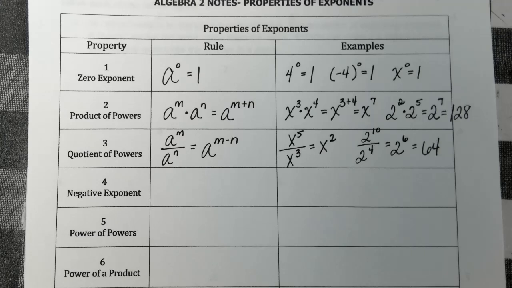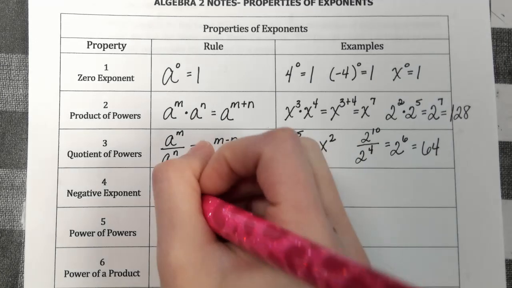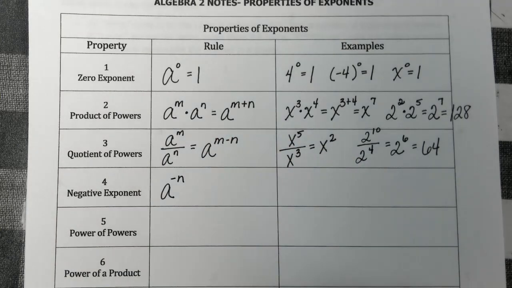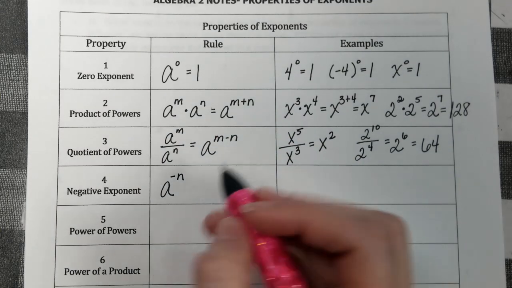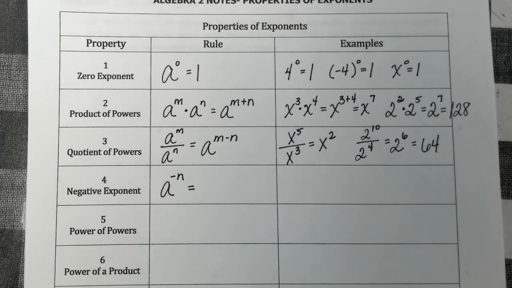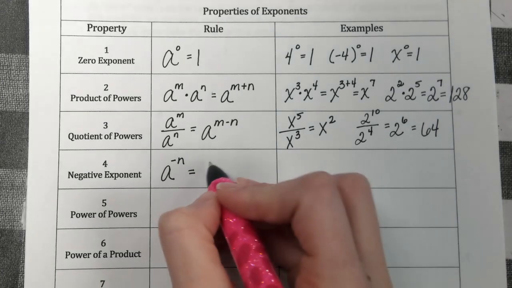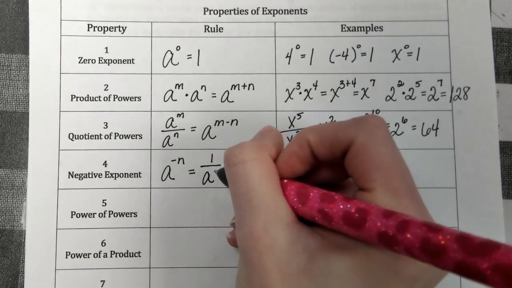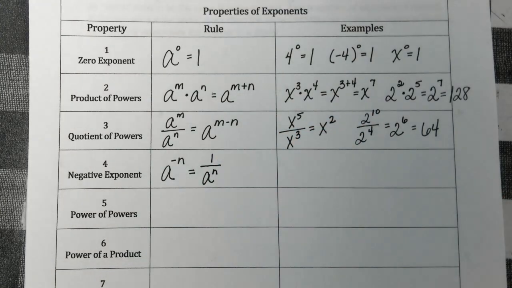Those are your most basic ones. Do y'all understand those three? Okay, so the negative exponent is telling you that if you have any base raised to a negative exponent, it's essentially in the wrong position. Your rule tells you if you have a to the negative n, that's equivalent to the reciprocal, so 1 over a to the positive n.